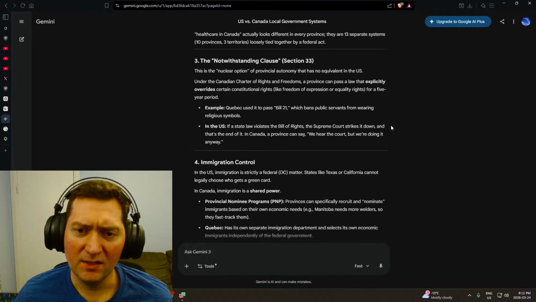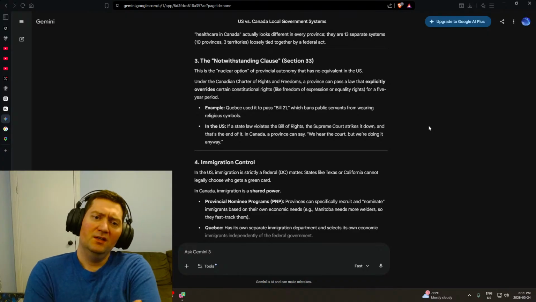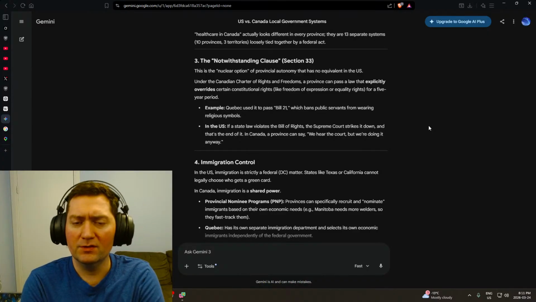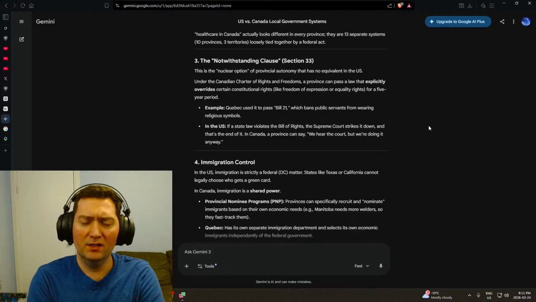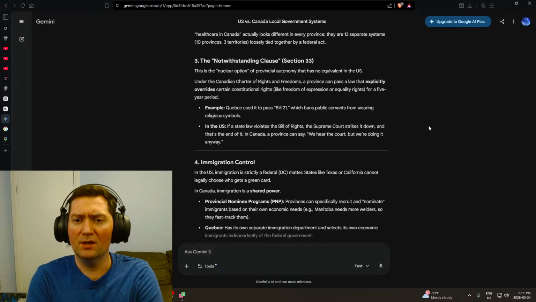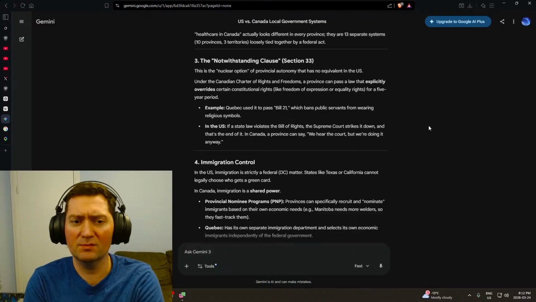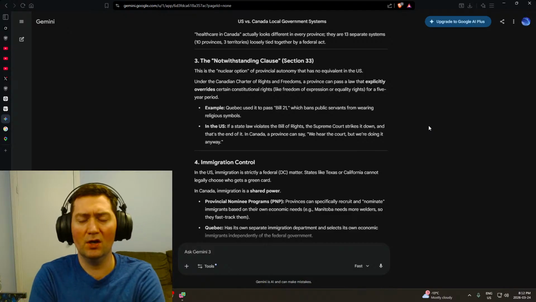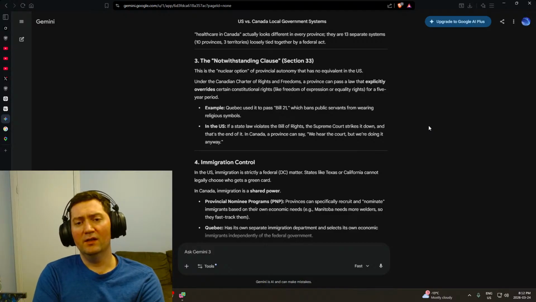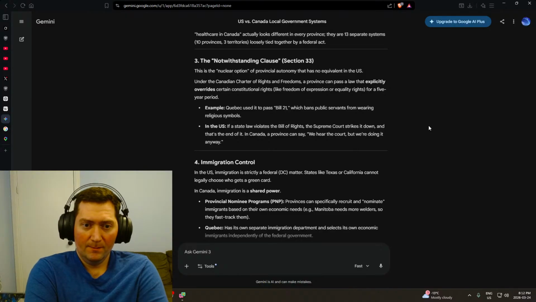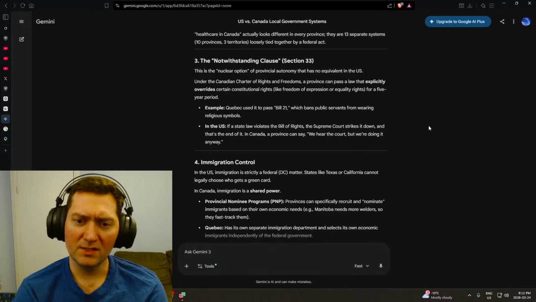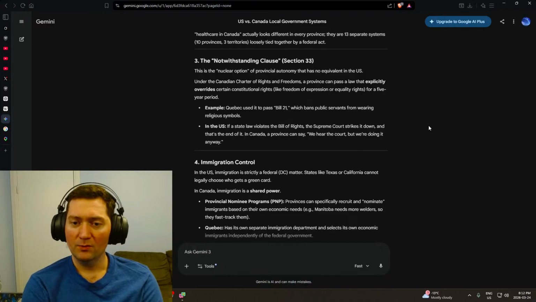The Notwithstanding Clause, Section 33. This is the nuclear option of provincial autonomy that has no equivalent in the US. Under the Canadian Charter of Rights and Freedoms, a province can pass a law that explicitly overrides certain constitutional rights, like freedom of expression or equal rights, for a 5-year period. Example, Quebec used it to pass Bill 21, which bans public servants from wearing religious symbols.